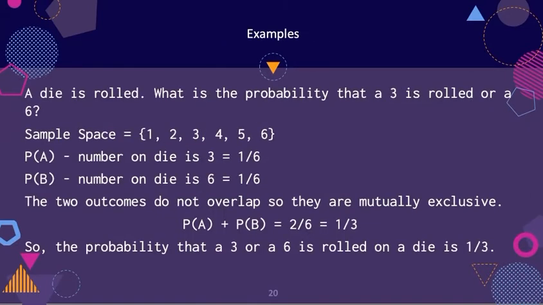A die is rolled. What is the probability that a 3 or a 6 is rolled? The sample space is 1, 2, 3, 4, 5, or 6 because those are the possible outcomes. The probability of A, getting a 3 on a die, is 1/6, and the probability of B, getting a 6 on a die, is 1/6. The two outcomes do not overlap, so they're mutually exclusive. So the probability of A plus the probability of B is 2/6, which is equal to 1/3. So the probability of rolling a 3 or a 6 on a die is 1/3.